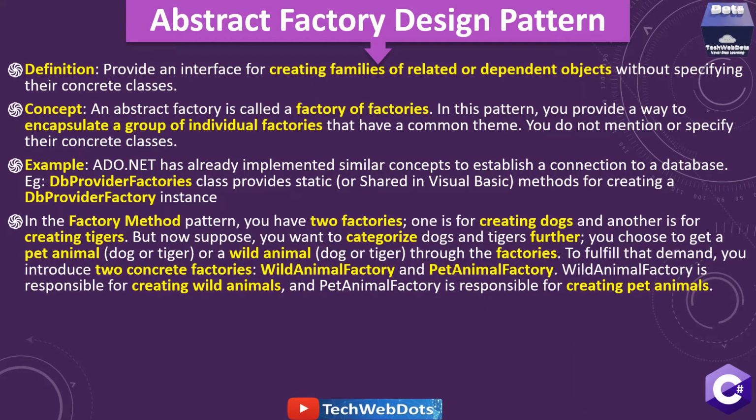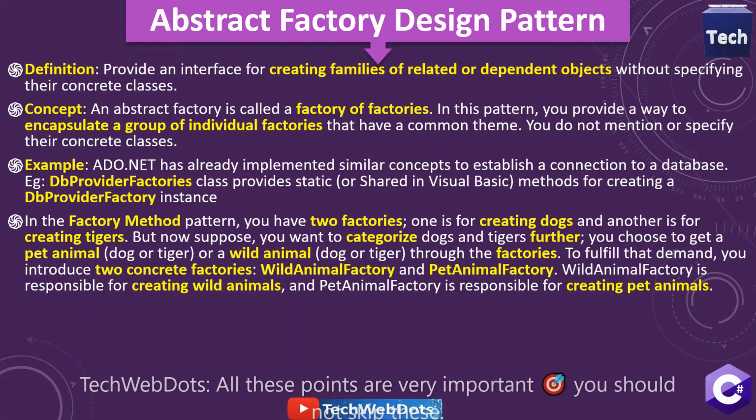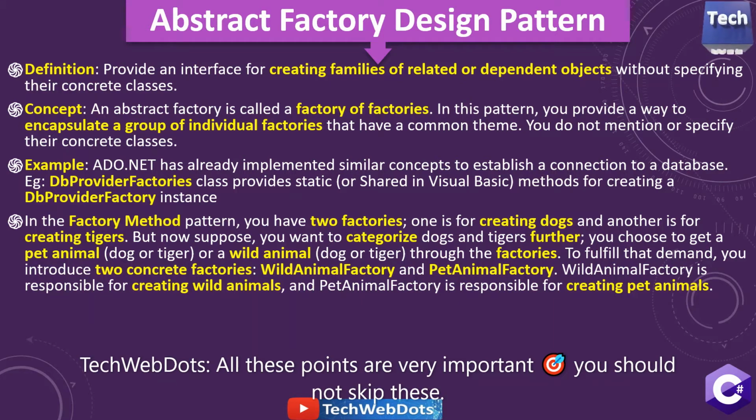Why am I discussing factory method? Because that is completely related to abstract factory. In the factory method pattern, you have two factories. One is for creating dogs and another is for creating tigers. Now you must be wondering where these dogs and tigers are coming from. I strongly recommend you watch the previous session. I will give you more detail throughout this session, but for the time being, let's try to understand: in the factory method pattern, you had two factories, one for creating dogs and another for creating tigers.